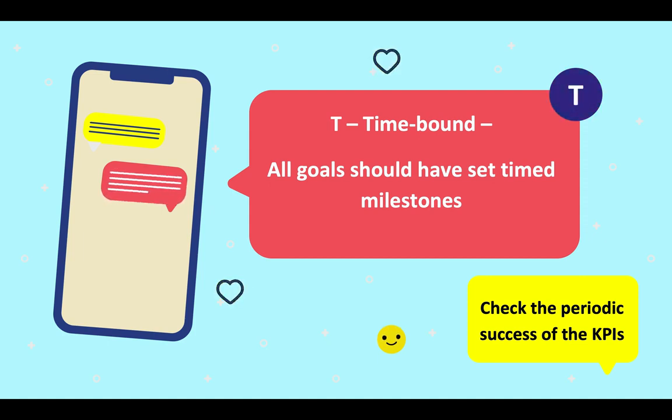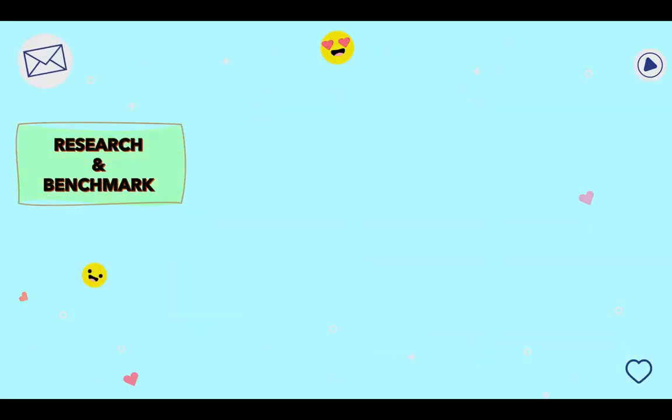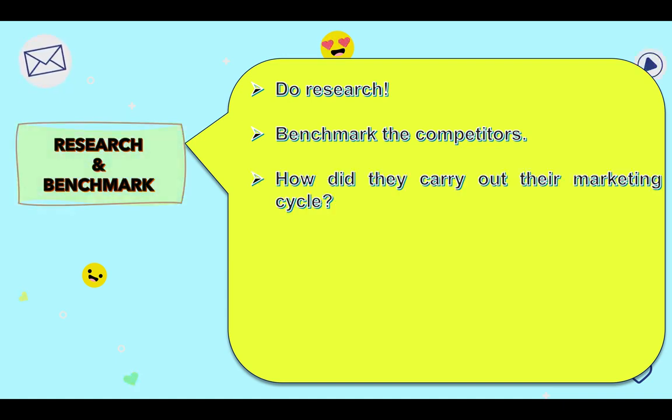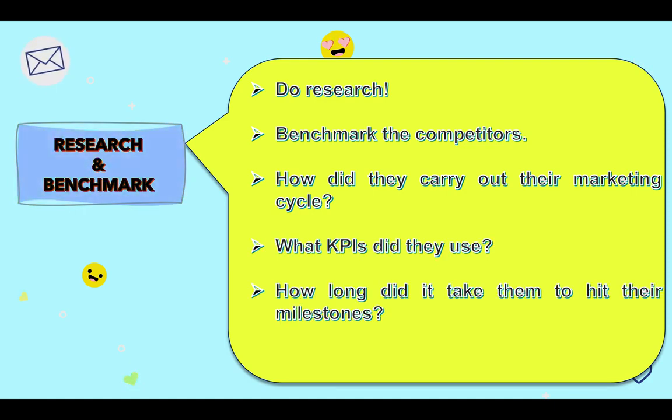Just use the all-powerful internet and read up a little, do some research in the area you are in, and benchmark the competitors or the other big fish in your area of expertise. How did they carry out their marketing cycle? What KPIs did they use? How long did it take them to hit those milestones? And check the associated KPIs for your business to get a head start.